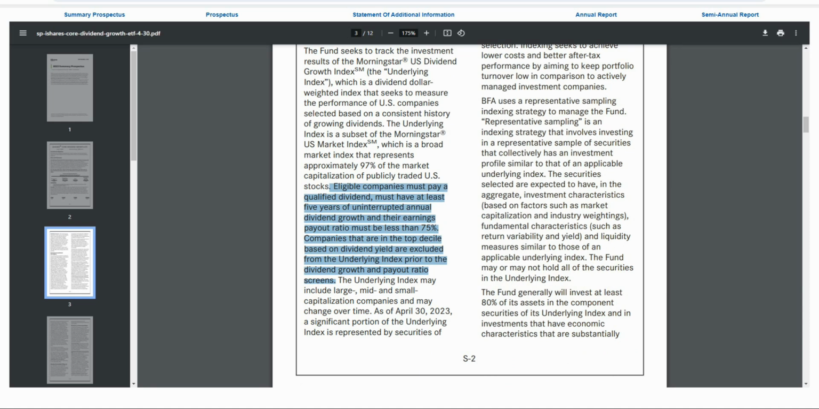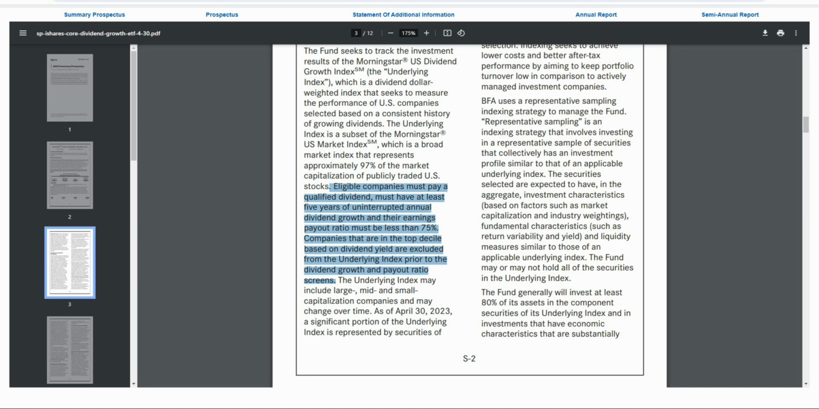Eligible companies must pay a qualified dividend, must have at least 5 years of uninterrupted annual dividend growth, and their earnings payout ratio must be less than 75%. Companies that are in the top decile based on dividend yield are excluded from the underlying index prior to the dividend growth and payout screens.